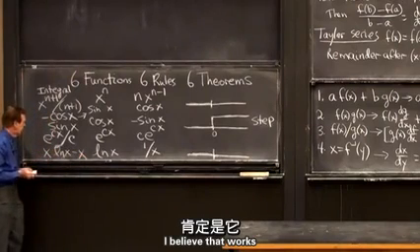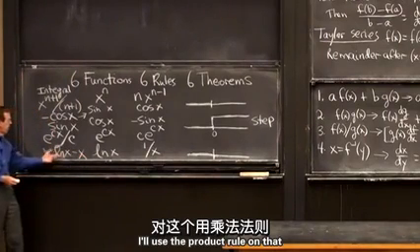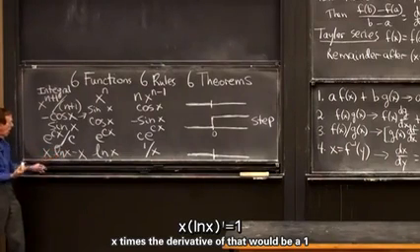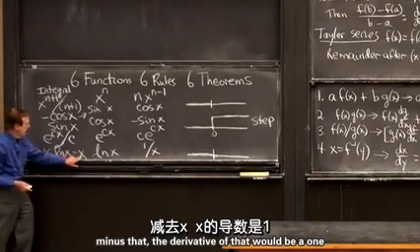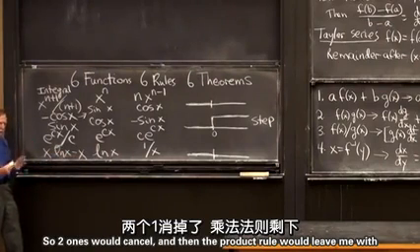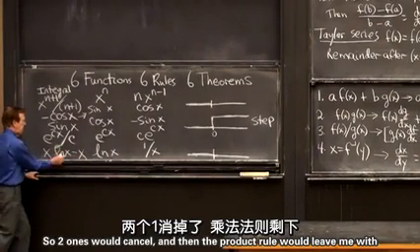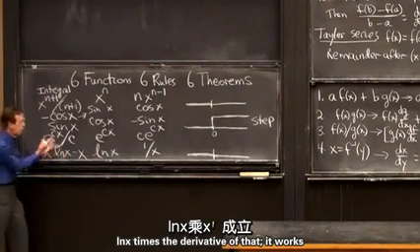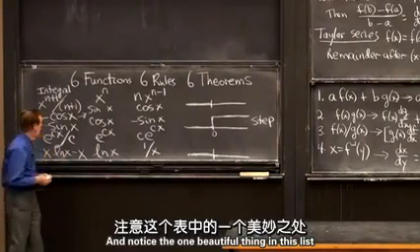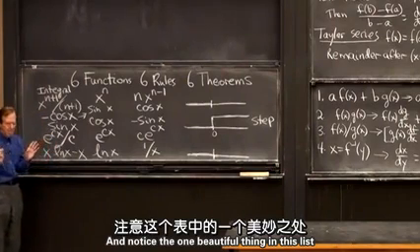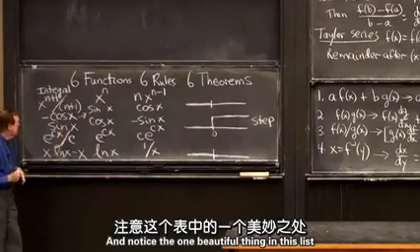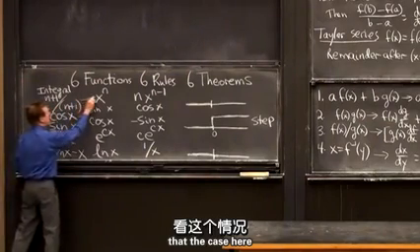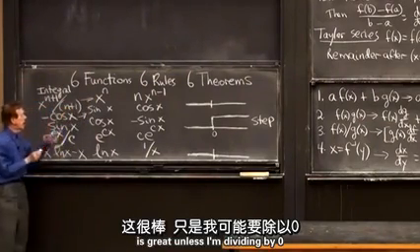I believe that works. I would use the product rule on that. x times the derivative of that would be a 1, minus, and the derivative of that would be a 1. So the 2 1s would cancel, and the product rule would leave me with log x times the derivative of that. It works. It works.